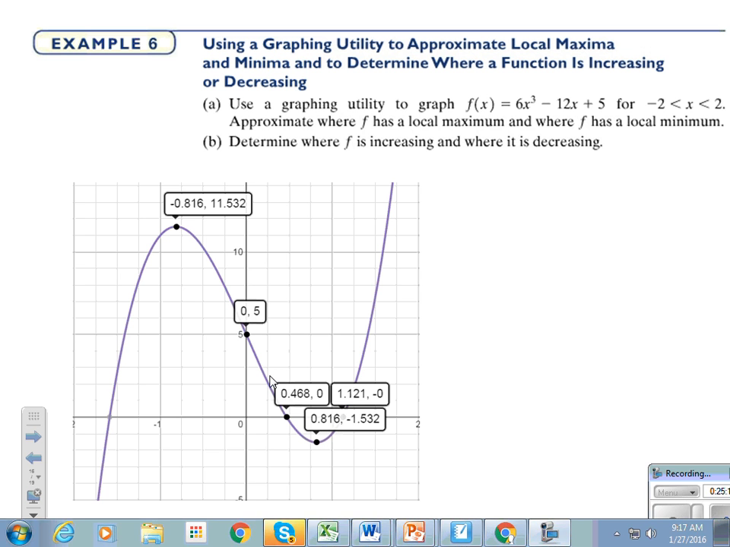So go ahead and on your graph, put your local max and local min. These ones have identified the intercepts as well. That's definitely not necessary. And then put plus signs where it's increasing and minus signs where it's decreasing to indicate which intervals you're increasing and decreasing on.